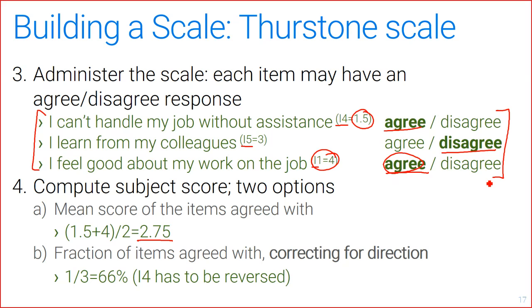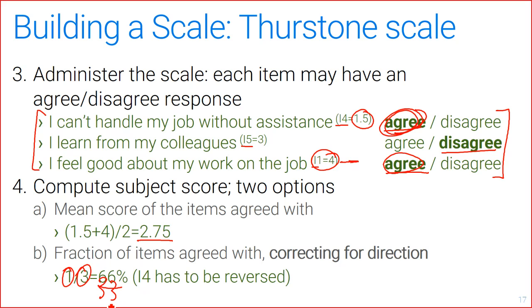Anyway, the second option that we could go with would be computing the fraction of items that the employee agrees with, knowing that sometimes you have to correct for direction. So, for example, if the employee agrees with item 4, it's actually a negative connotation, so we have to reverse it. So in this case, we could say that the employee only agrees in terms of positive items with item 1, so it would be 1 item over 3. That's how we quantify the... sorry, this is 33%, I'm figuring out.